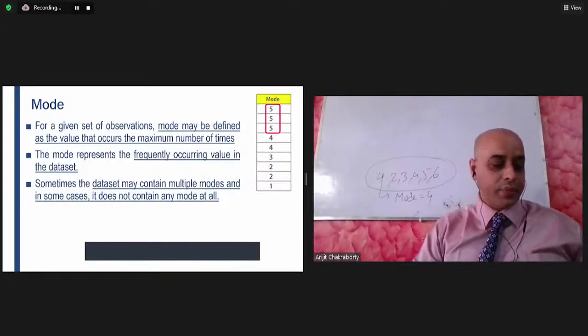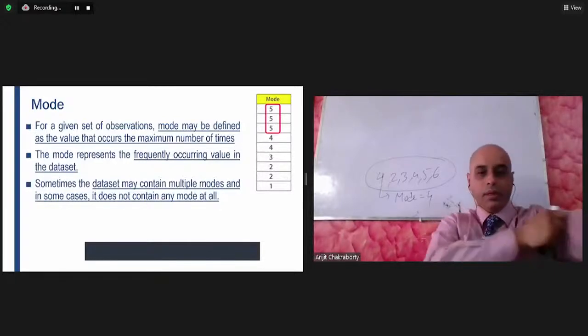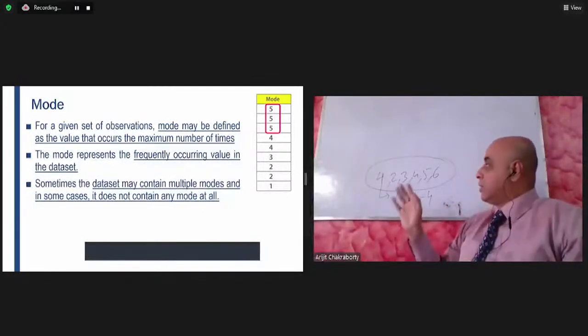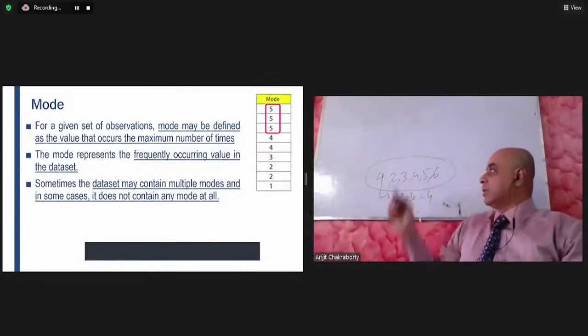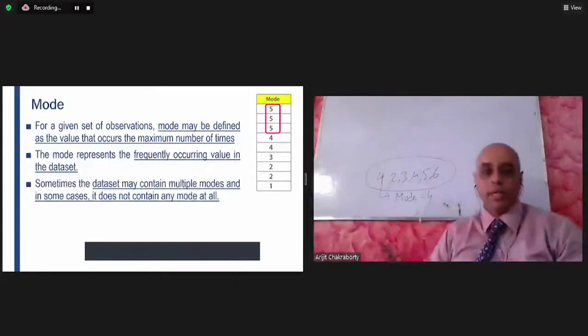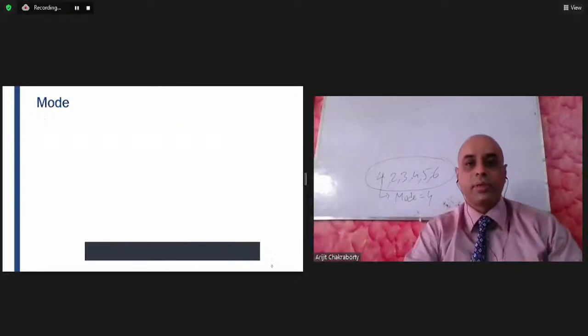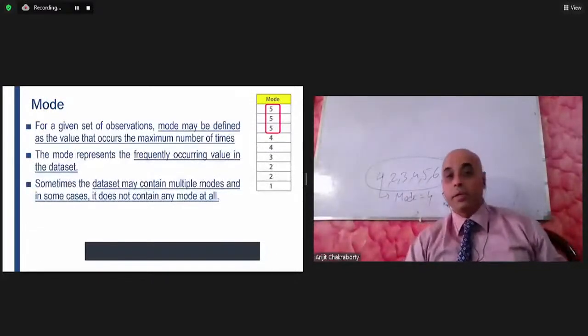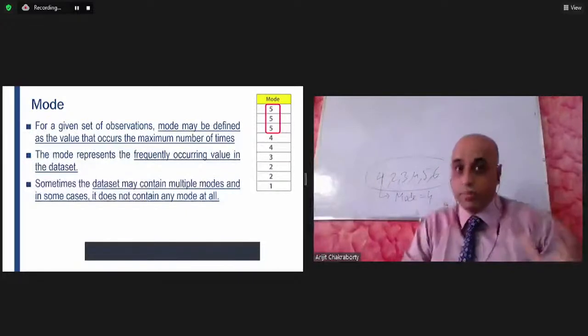Okay, very good. So you could see the mode is 5 in the earlier example, and in this example the mode is 4 because 4 appears 2 times. So there can be situations where there is no mode, and there can also be situations where there may be multiple modes. So please keep a note of it.